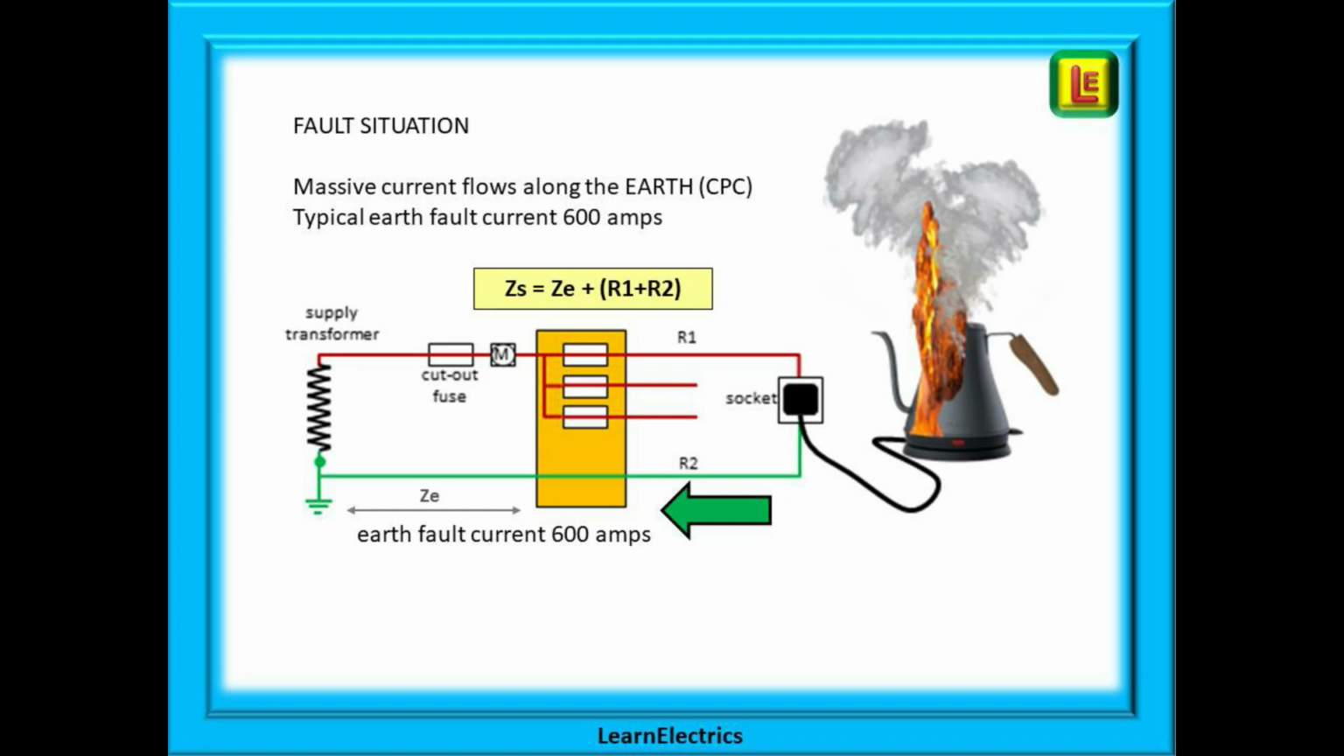Oh dear, an earth fault has occurred. Something has gone wrong. Now lots of current flows down the earth cable, the cable that we call R2. This will be a massive current in the order of 600 amps or more. We have labelled the conductors here, R1 for the phase wire, R2 for the earth or CPC, and the outside part of the system Ze. Together, Ze plus R1 plus R2 make up the whole thing called Zs.